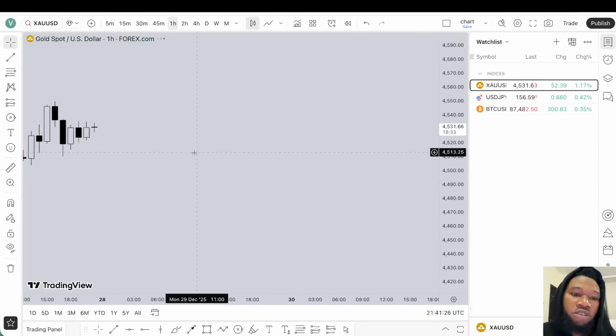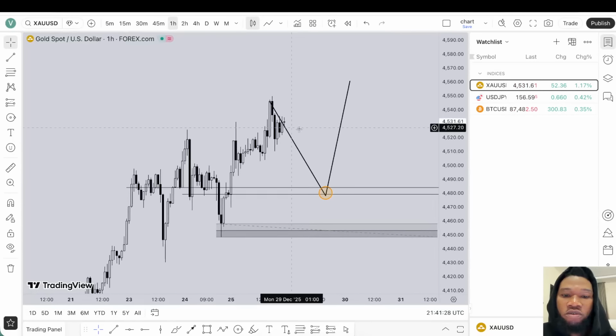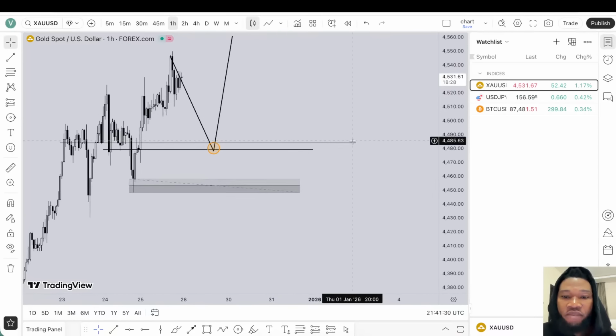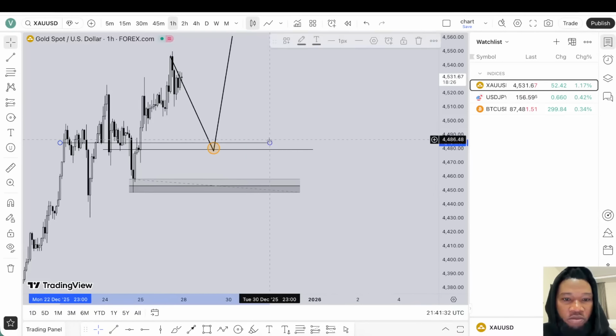So at this point now, what will I be waiting for next week? These two zones here are where I'm going to be looking for trades.